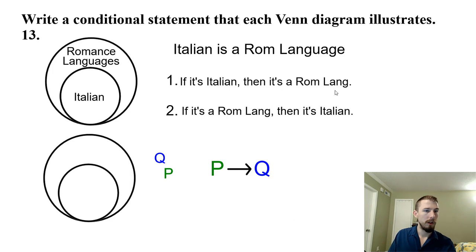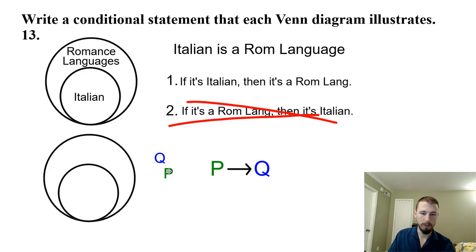Alright, so write a conditional statement that the Venn diagram illustrates. So here we're seeing that Italian is a subset of the Romance languages. So there are other Romance languages that are not Italian, such as French and Spanish. So Italian is a Romance language. We see that, right? So there's 2 options. It's either if it's Italian, then it's a Romance language, or the second option, if it's a Romance language, then it has to be Italian. So clearly, this option is not going to be true, because there are other Romance languages that are not Italian, so that's not always true. But if it is Italian, it is a Romance language, because Italian is a subset of Romance languages.